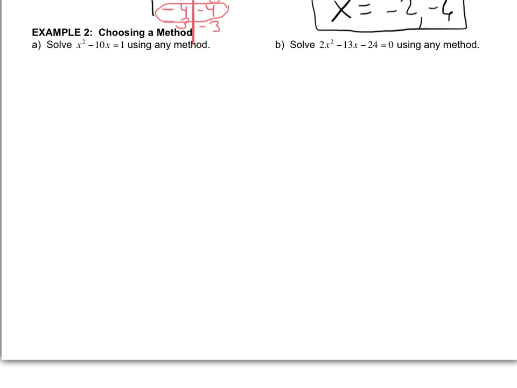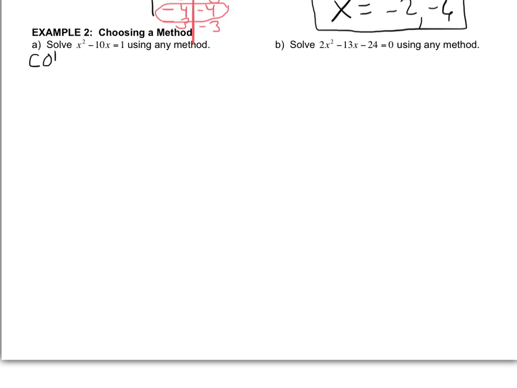For the next one, example 2, part A, when I look at this one, I think ahead that I would subtract 1 from both sides to decide if I could factor this. But I have no factor pairs of 1 that are going to give me a negative 10, especially when my a value is a 1. So I know that I can't factor this one. What I'm going to try on this one is completing the square.